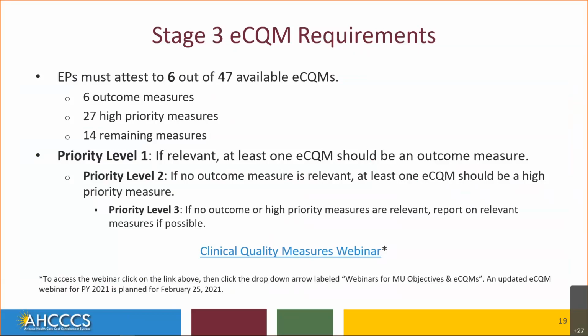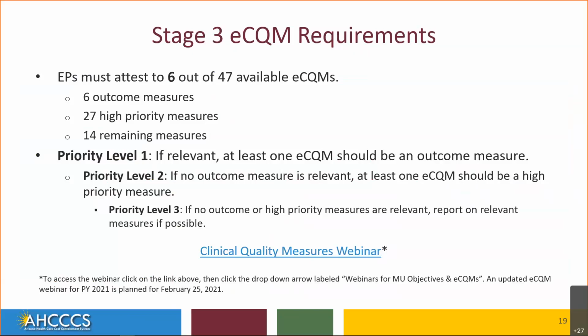Keep in mind, there's a lot more high priority measures. There's 27 of those. And then if there is no outcome or high priority measures, that provider can move to priority level 3, which is that they can attest to any measures. So they can attest to some of those 14 CQMs that are not outcome or high priority.